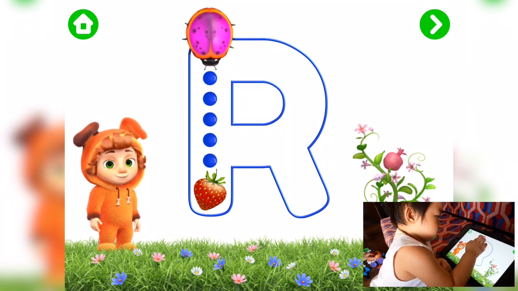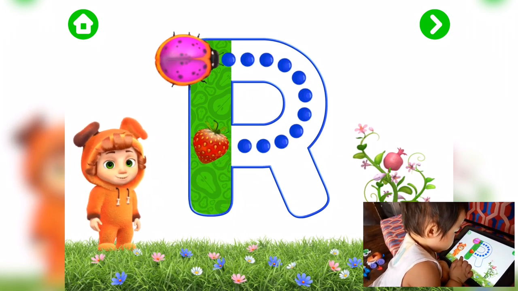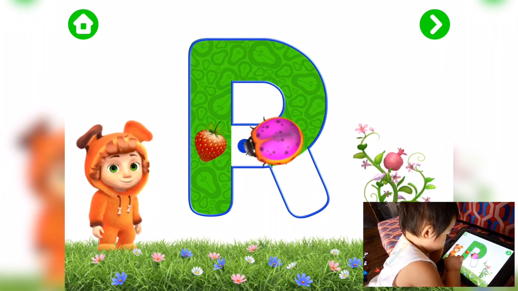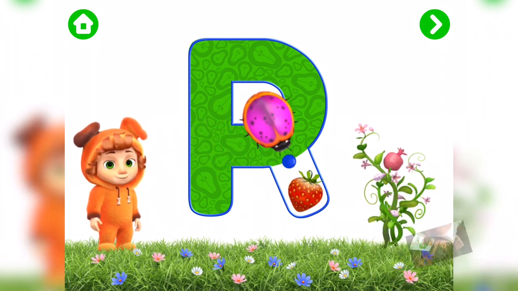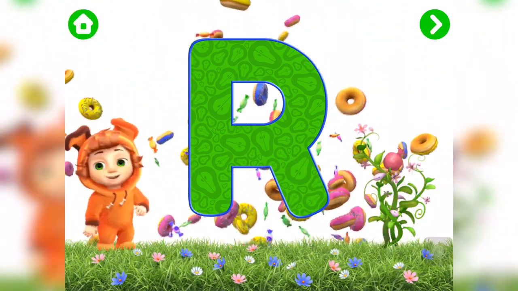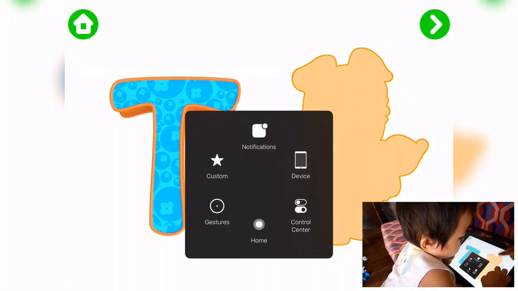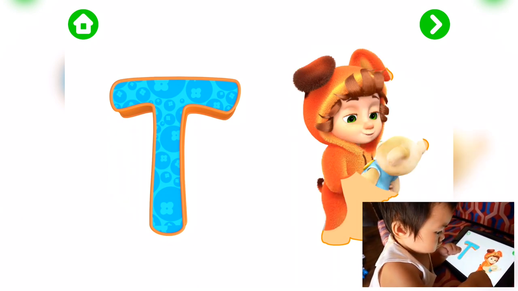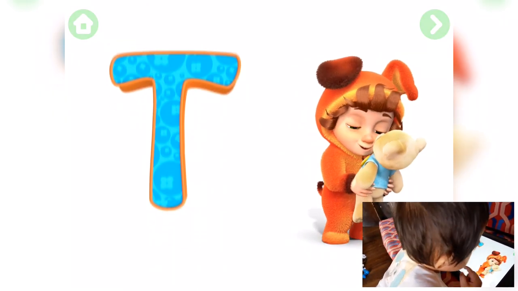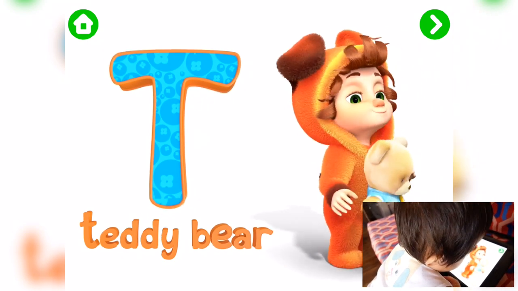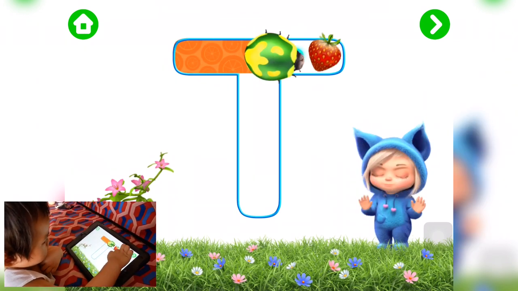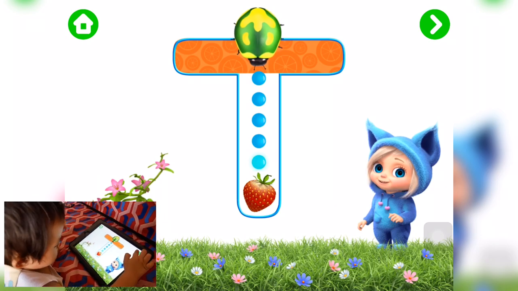Trace the letter R. R for teddy bear. Teddy bear. Oh, ito po.